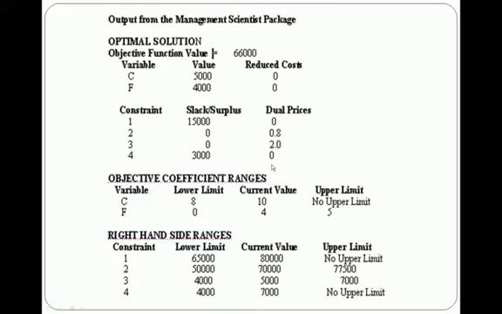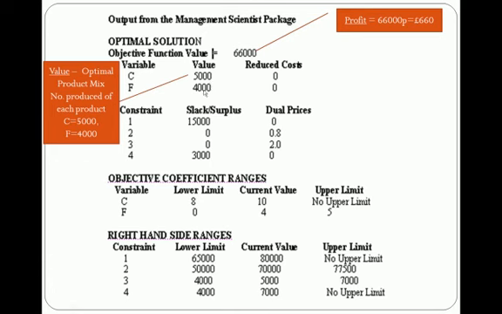So here's a management scientist package output, and it gives us quite a lot of that detail I've just discussed. So let's have a look at it now. First of all, we have our profit of 66,000 or £660. Then we have our optimal product mix, that's what it's known as, but it's the amount that we produce of each of our decision variables. C is 5,000 and F is 4,000. So we're going to produce 5,000 chocos and 4,000 flakers.